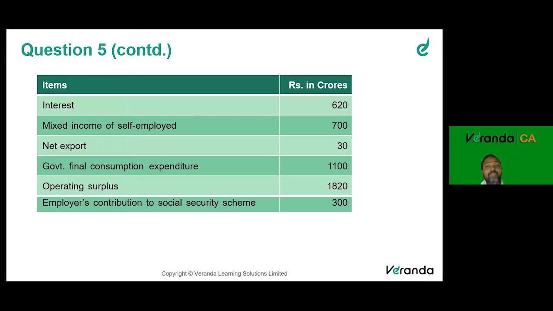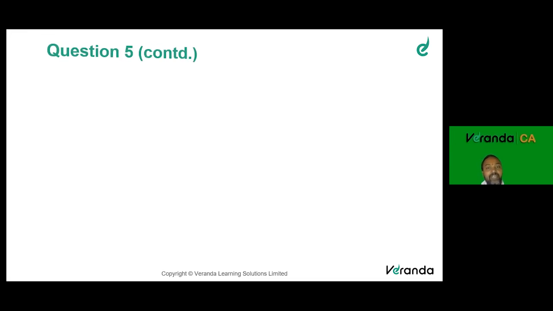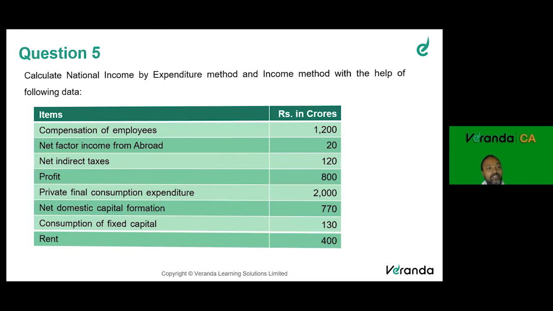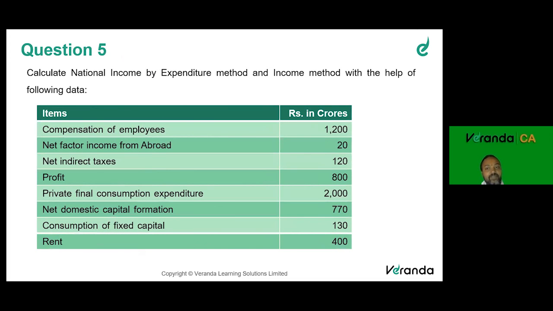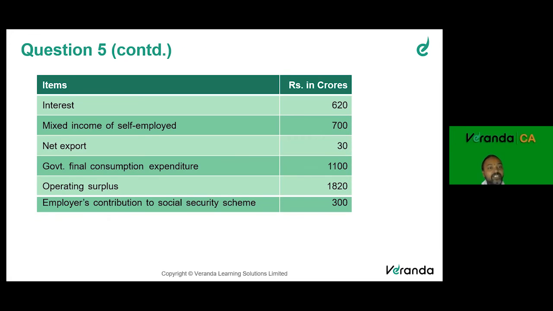And then from here we have to deduct depreciation, add net factor income from abroad, which is already given, and then indirect taxes we have to exclude. So out of this 4,030, we will first eliminate the depreciation component. Where is it available? Depreciation is not provided at all, nowhere it is available for us.